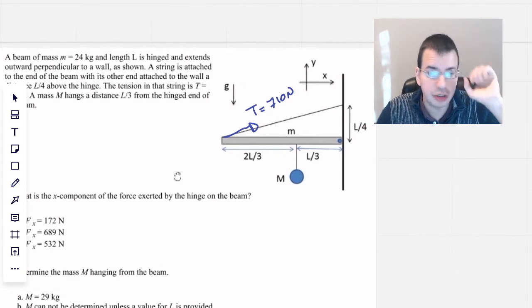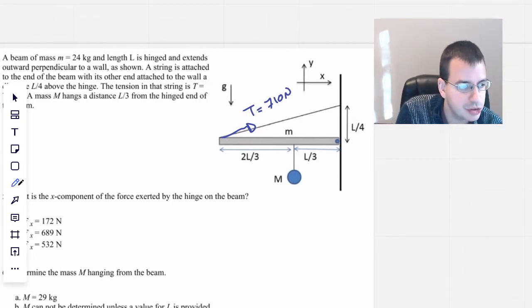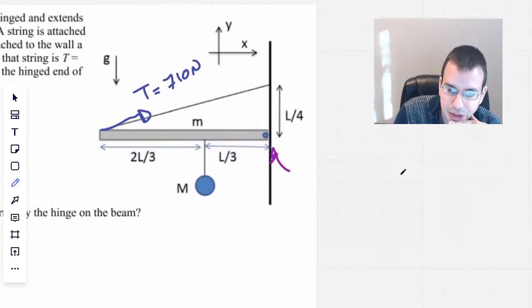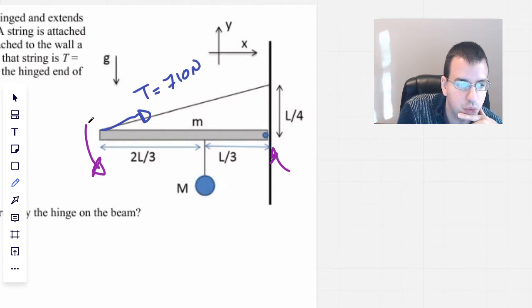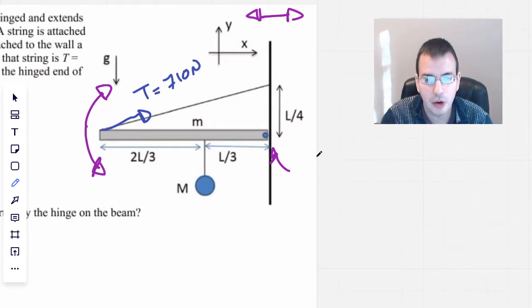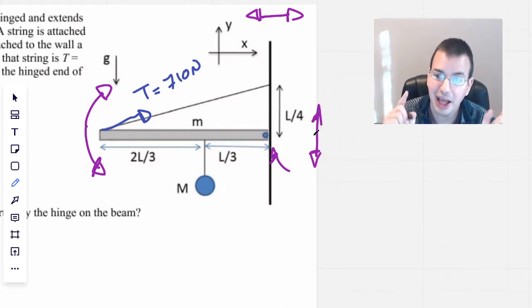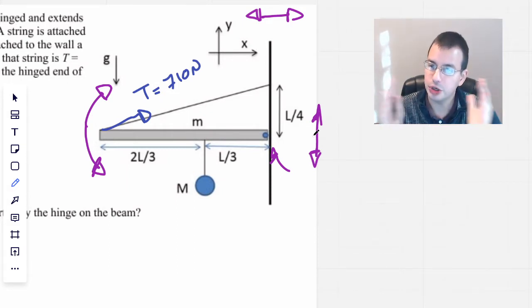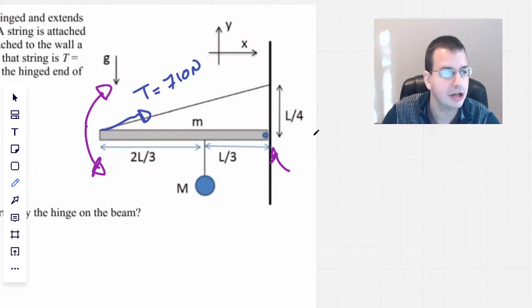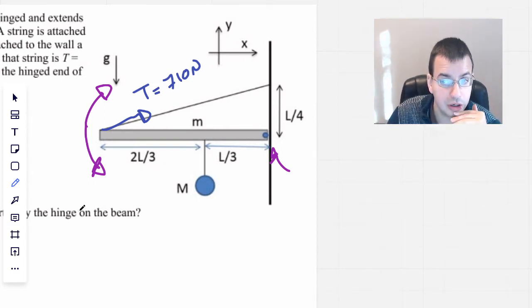To conceptually understand what's going on here, first we should look at this hinge. It allows rotation, but it doesn't allow horizontal motion or vertical motion. By not allowing vertical or horizontal linear motion, it allows there to be a normal force vertically or horizontally. That's important because we don't know what that is and can't calculate it, which is going to force us to calculate things through torques, but not force.